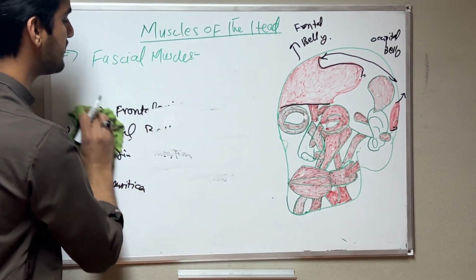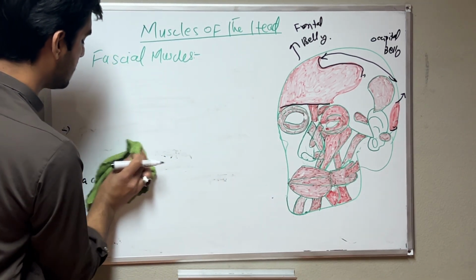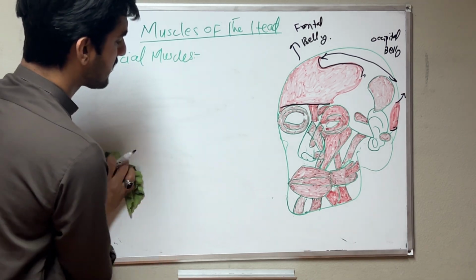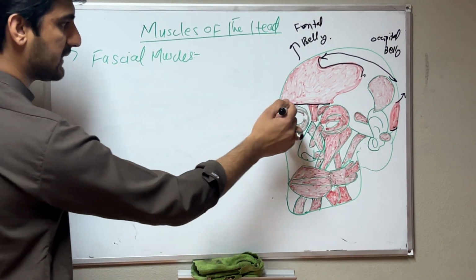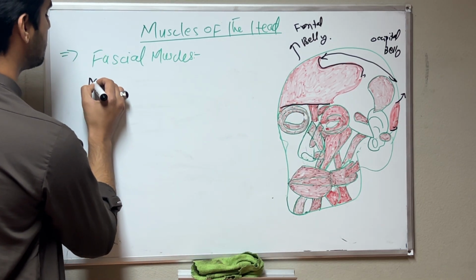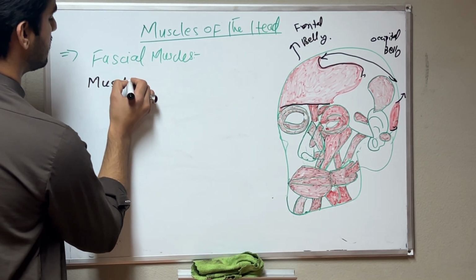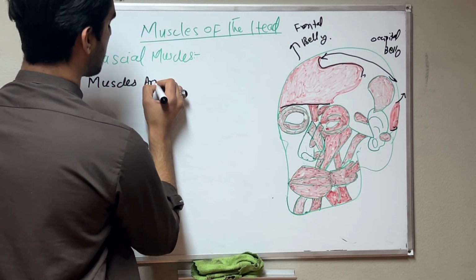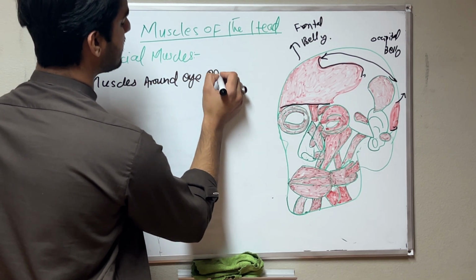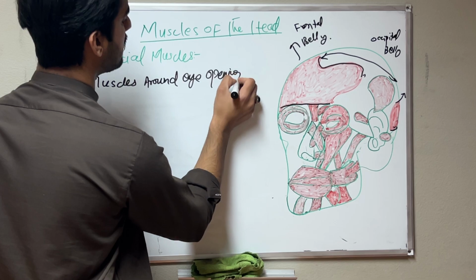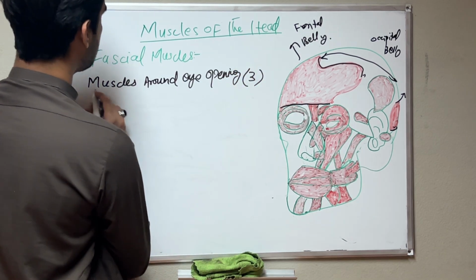The second section of the facial muscles is the muscles around the eye opening. How many muscles do we have around the eye opening? Three muscles. Okay, three muscles.